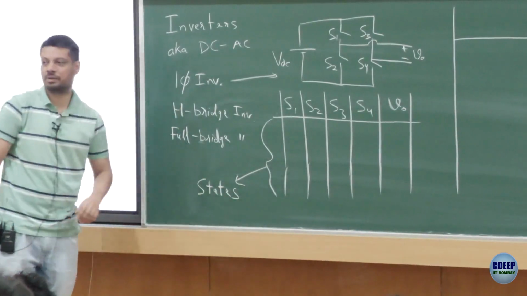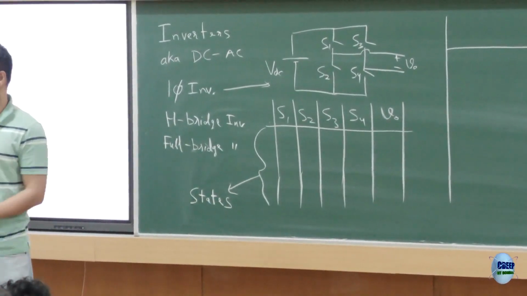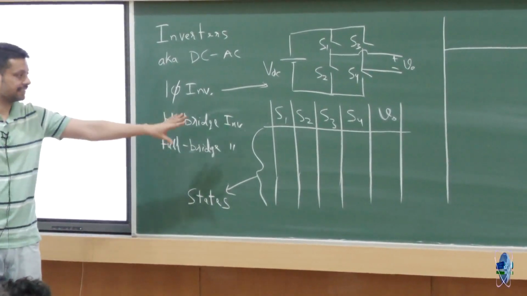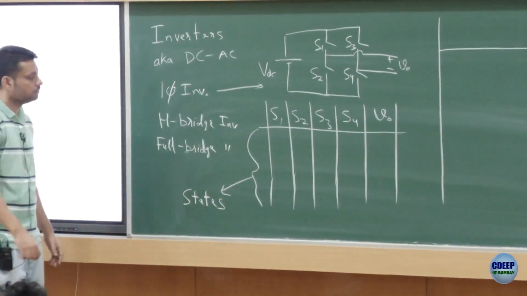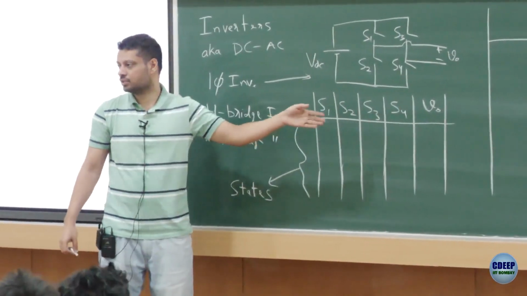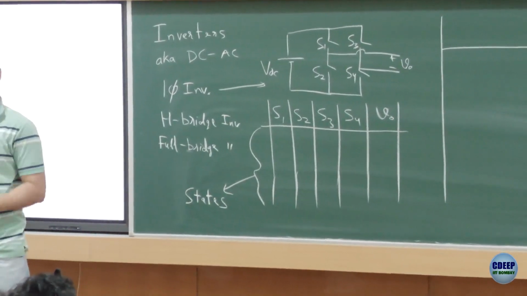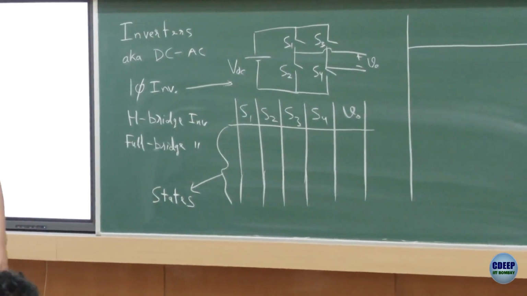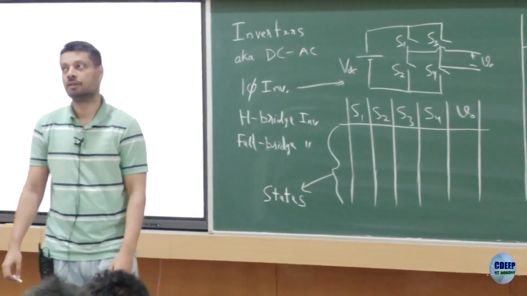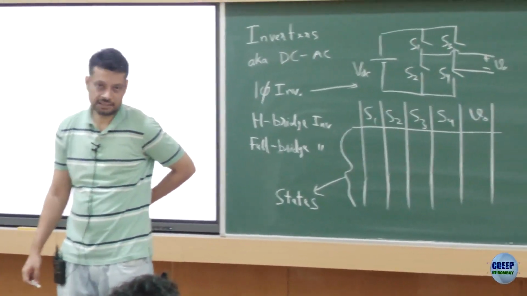States is a generic word, you would have used it in other courses also in different contexts, but here we call these things the state of the inverter. So when I write 1 it means a switch is on, 0 means a switch is off, right? So you have 4 switches, 2 combinations of each. So how many states total? 2 into 2 into 2 into 2. How much is that? 16 states, right?